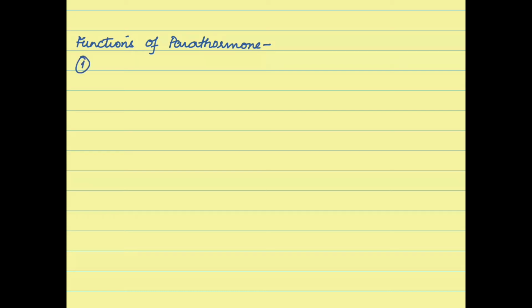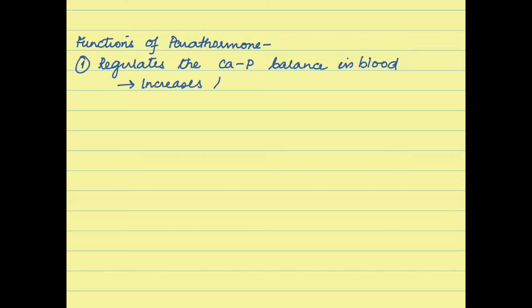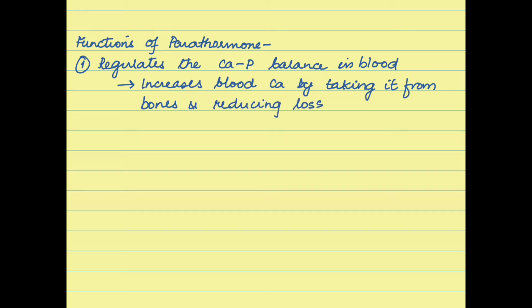Now parathormone is responsible for maintaining the calcium phosphorus balance in the body. So by saying calcium phosphorus balance, here it maintains an increased level of calcium in the blood. So in order to do this, it takes the calcium from the bones and puts it in the blood, so it increases blood calcium levels.